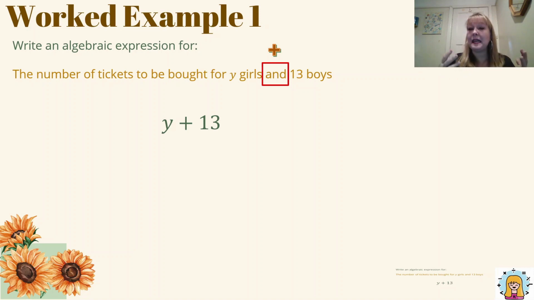So for the number 10, we're going to replace that with the letter Y. And because you did addition, we're going to pop the plus in between the Y and the 13. Now, once again, because they're not like terms, I can't simplify that any further and work out the total number of tickets. And I'm not even asked to work out the total number of tickets really, because I haven't been given the request to write an equation.